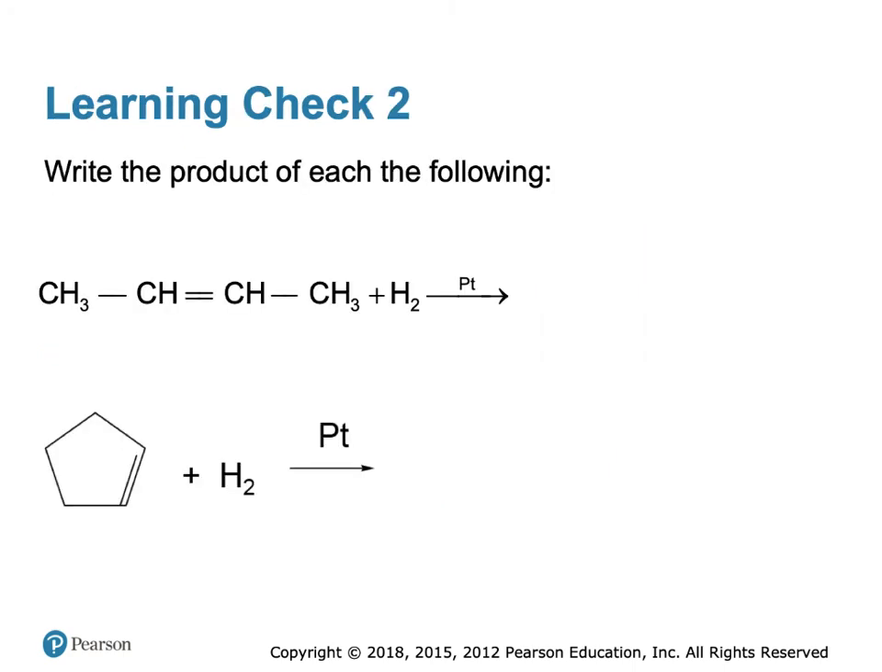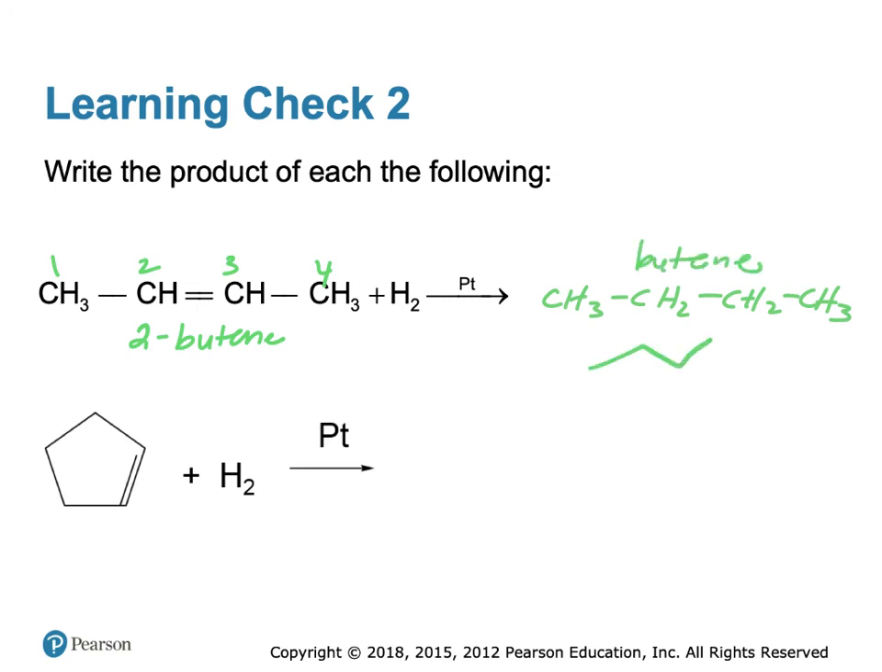Let's do a learning check. Let's write the products of each of these reactions. So here we have 2-butene. 1, 2, 3, 4. When we hydrogenate, we will make butane. Next we have cyclopentene. When we hydrogenate, we will make cyclopentane.